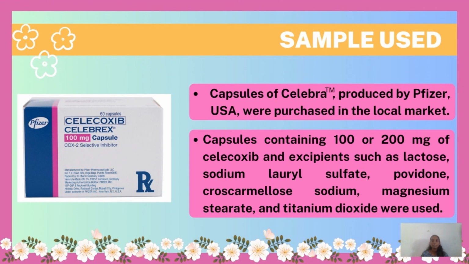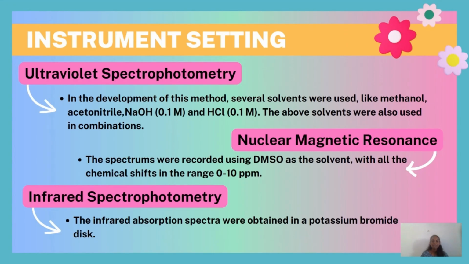For this study, the sample used is capsules of Celebra produced by Pfizer USA, purchased in the local market. Each capsule contains 100 or 200 mg of celecoxib, and excipients such as lactose, sodium lauryl sulfate, povidone, croscarmellose sodium, magnesium stearate, and titanium dioxide were used. Next, we will move on to the instrument setting.